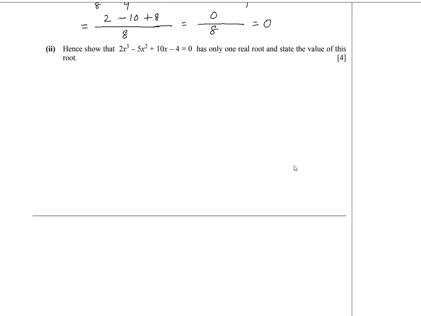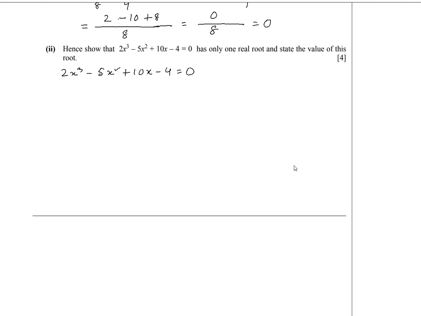Here the equation is given as 2x cubed minus 5x squared plus 10x minus 4 equals 0, and we have to show that it has only one real root. Since 2x minus 1 is a factor already given, we will take the help of it. We will have to factorize it. So let's write the equation first: 2x cubed minus 5x squared plus 10x minus 4 equals 0. Now we won't write the second line first, rather we will construct the third line first, and based on the third line we will construct our second line.